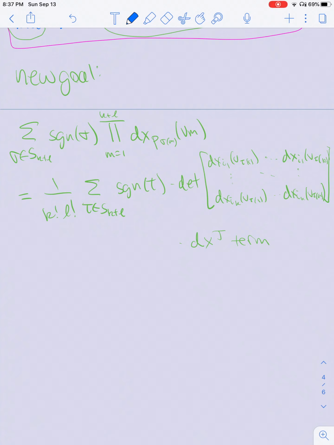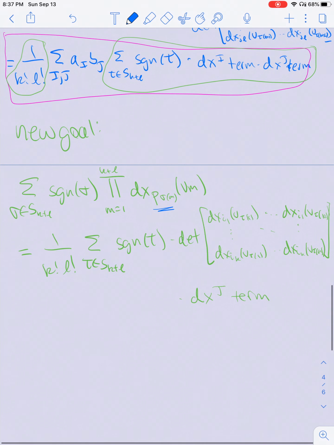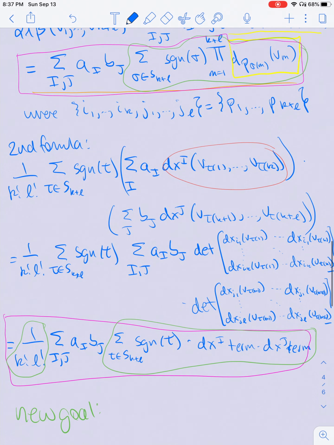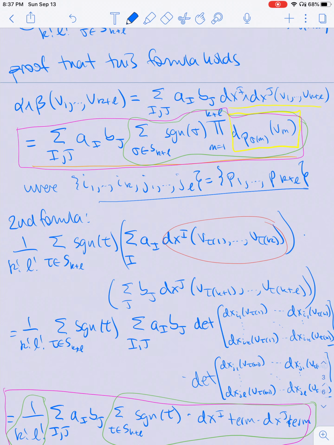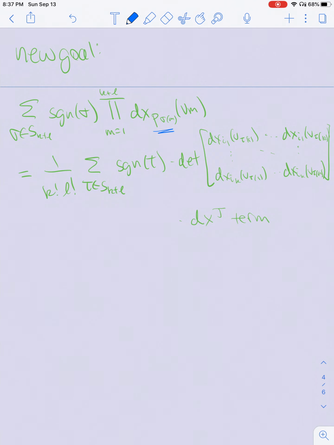Okay, so now we're going to finish the proof of the wedge product formula. The first thing, at the end of the last video, I had the wrong thing here. This isn't x sub sigma of m, it's x sub p sub sigma of m. Remember how we define this notation here. Okay, so we want to show that the left-hand side is equal to the right-hand side.